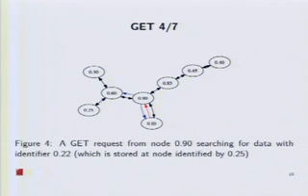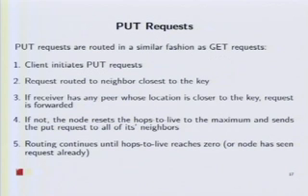0.90 then tries its next closest peer, which is 0.6. 0.6 forwards to its closest peer, which is 0.25. 0.25 responds that it has the data, responds to 0.6, and 0.6 responds back. I know this is kind of boring, but it's important to understand the routing before we get to the attack.